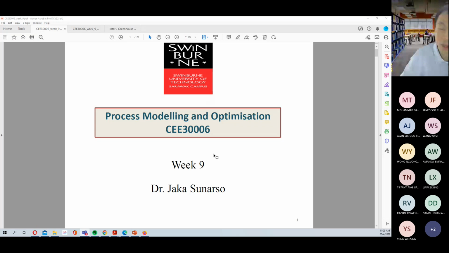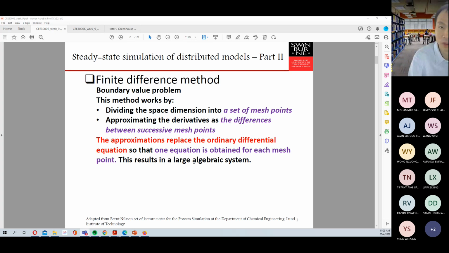So if I go into the week 9 materials on process modeling and optimization, we continue on the finite difference method. Last week we talked about the shooting method, where we go through the algorithm and how we apply it to the problem. Let's say you have a property that is known at the end instead of the beginning, meaning that it is no longer an initial value problem. What you need to do is start with an initial guess.